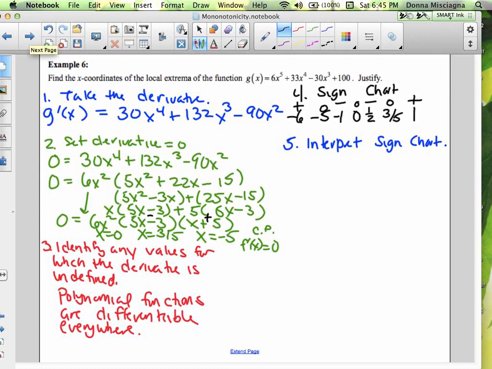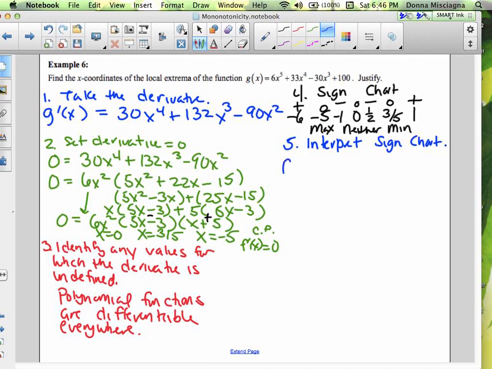All right, so this one is going to be a max because we go from positive to negative. This one is a neither because we don't change signs. And this one we go from negative to positive. This is a min, and that is correct. Interpret our sign chart.